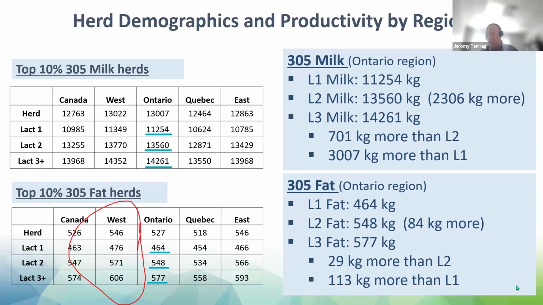So our youngest cows in the herd to oldest cows in the herd, 113 kilos more of 305 fat yield on those mature animals. So extremely significant, big numbers here when we look at the difference. And the absolute numbers are different across regions, but the pattern is very similar.